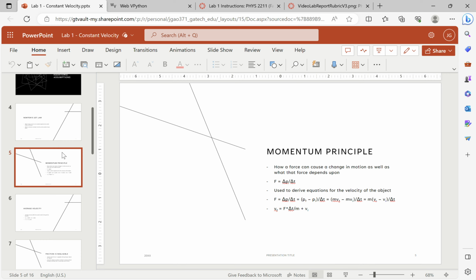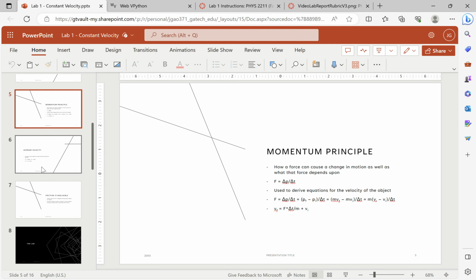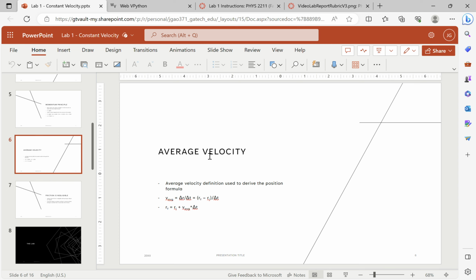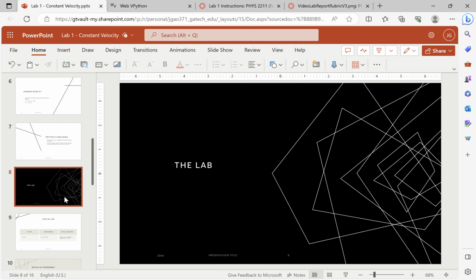I also use the momentum principle, which is basically how a force can cause a change in motion, as well as how that force is equal to delta p over delta t. I use the momentum principle to derive my velocity formula right here, and the work is right here. The same thing for average velocity: I use the definition of that to derive my position formula. I also use the assumption that friction is negligible because I have to assume that, otherwise I can't really achieve constant velocity. Now let's get into the lab.